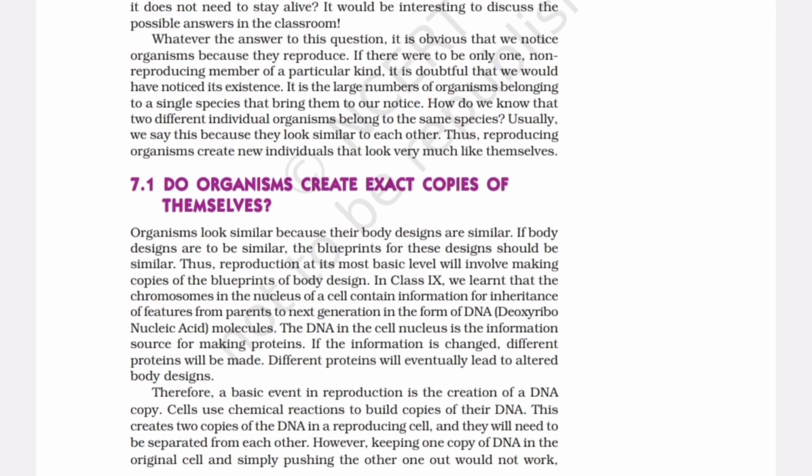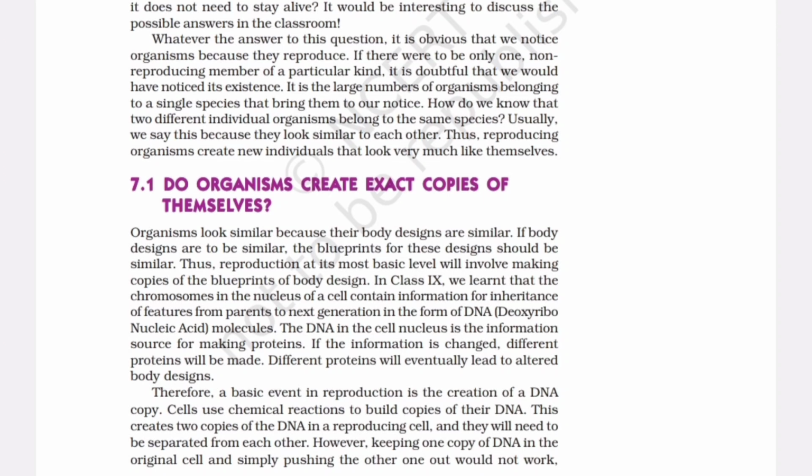In Class 9, we learned that the chromosomes in the nucleus of a cell contain information for inheritance of features from parents to next generation in the form of DNA, deoxyribonucleic acid, molecules. The DNA in the cell nucleus is the information source for making proteins. If the information is changed, different proteins will be made. Different proteins will eventually lead to altered body designs. Therefore, a basic event in reproduction is the creation of a DNA copy.